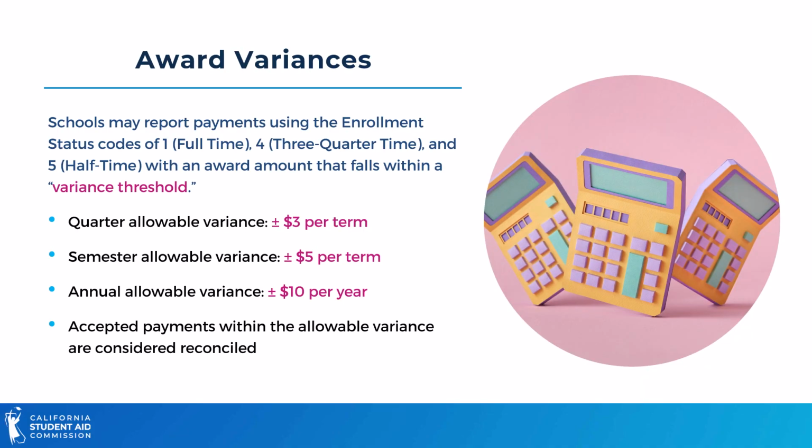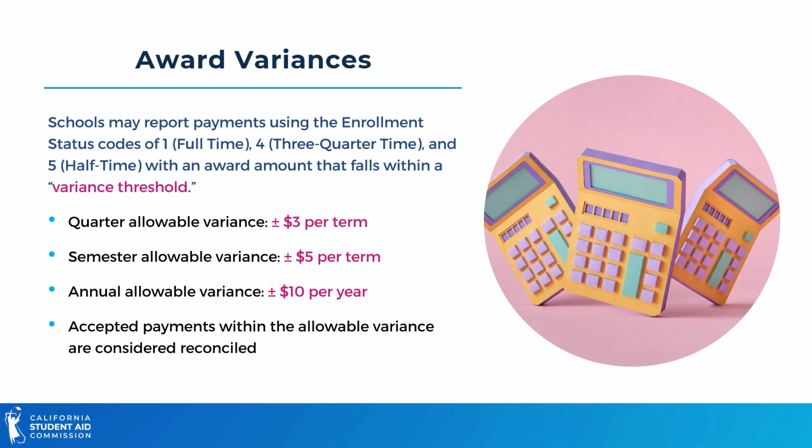Sometimes subsequent corrections can cause award amounts to increase or decrease by just a few dollars, even after the school has already posted a payment. For that reason, CSAC permits schools to report award amounts within a variance of no more than $10 per year.